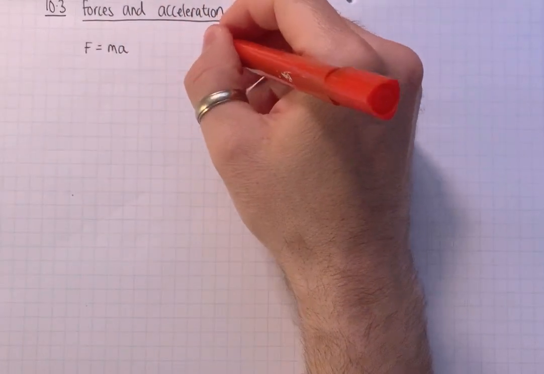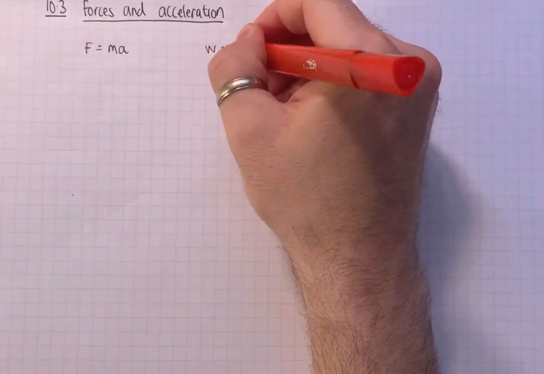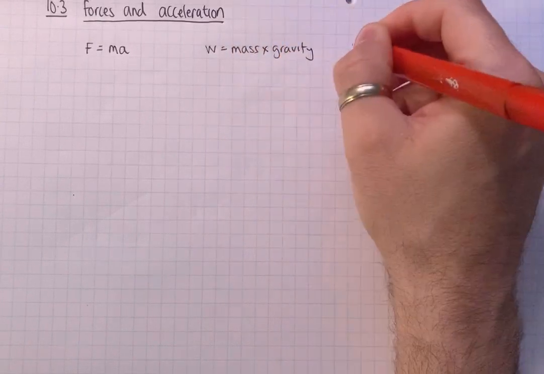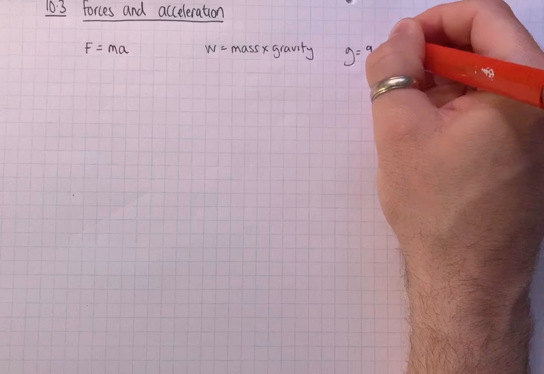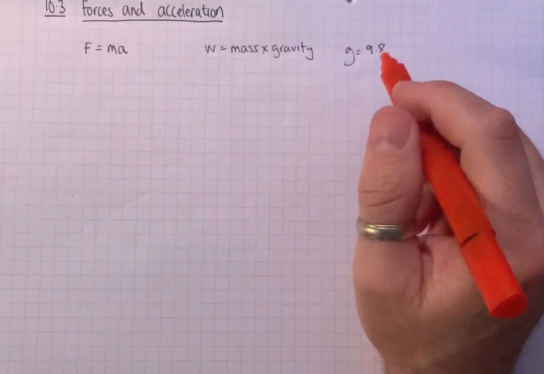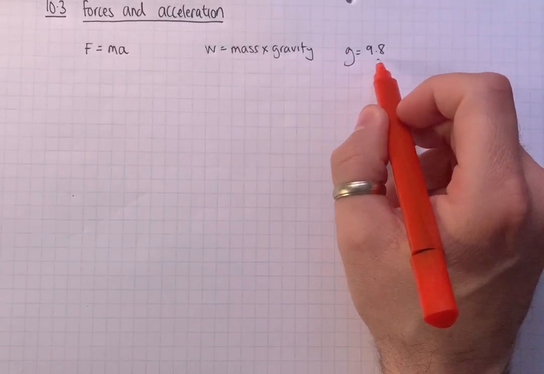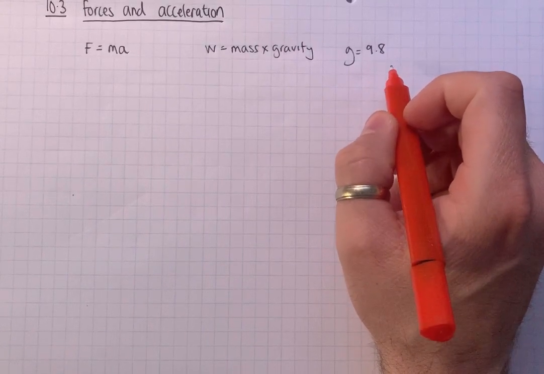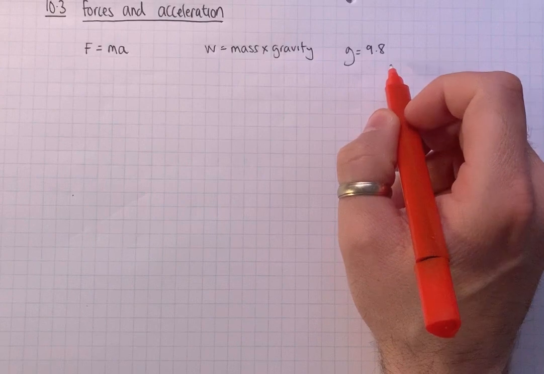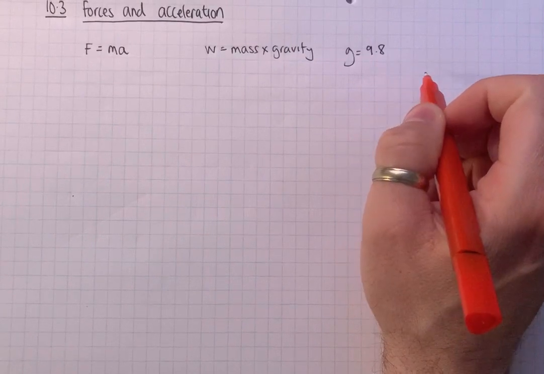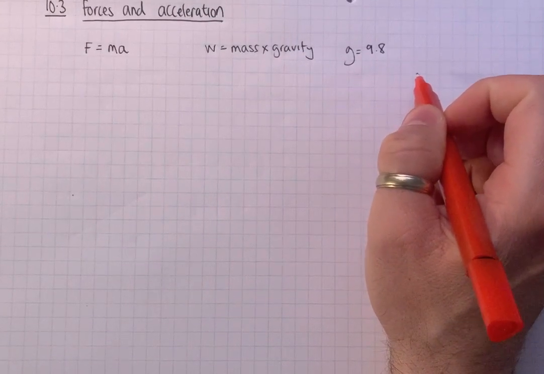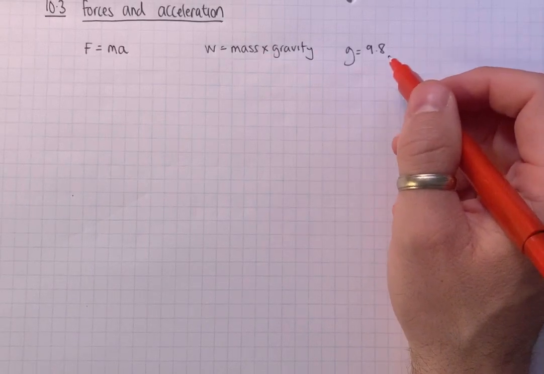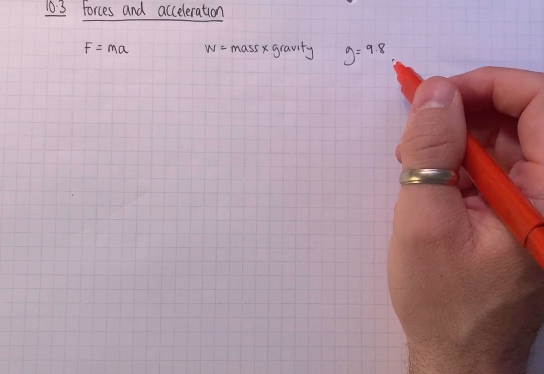And as I said in an earlier lesson, weight is equal to mass times gravity. We take g to be 9.8. Now you need to be careful with your calculations here because we're taking g to two significant figures. So any answer you give that involves g in the calculation should only ever be given to two significant figures. If you give it to any great degree of accuracy, you're on dodgy ground because you're using information to a less degree of accuracy.